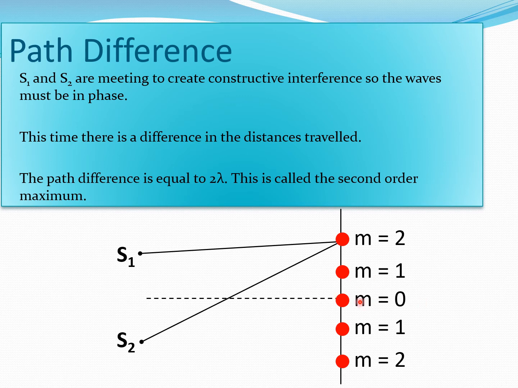Exactly the same happens if you were moving this way. If you hear a loud sound here, that is still the first order maximum, and this is still the second order maximum. There are loud sounds either side of the zero order maximum, and this continues on. M is equal to 3 will be the third order maximum, M is equal to 4 would be the fourth order maximum, etc., etc.